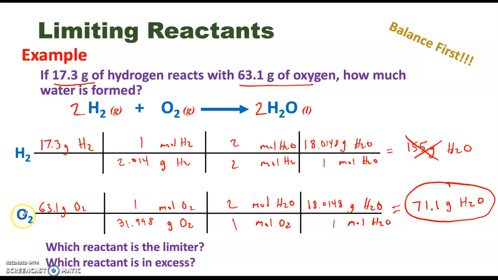So we know that as these two substances react, oxygen will run out first. And when it runs out, the reaction will stop, and at that point only 71 grams will have formed. So oxygen, O2 would be my limiter. Which one is in excess? It would be H2. And then how much water is formed? The answer to that is this.